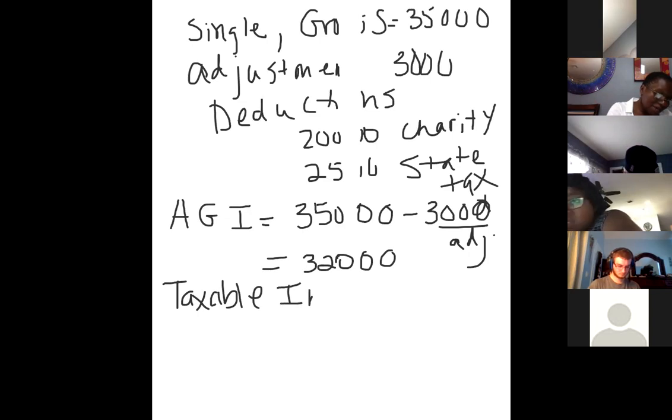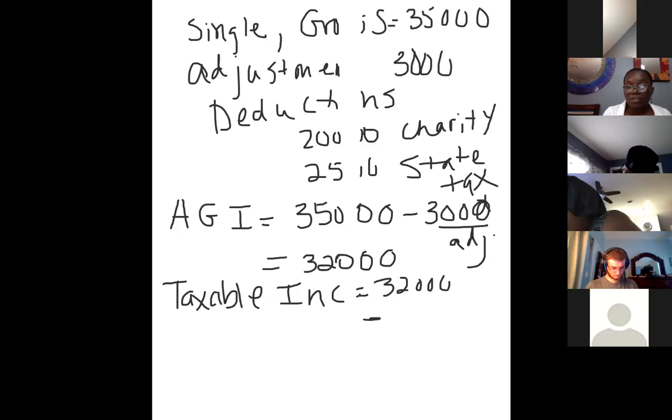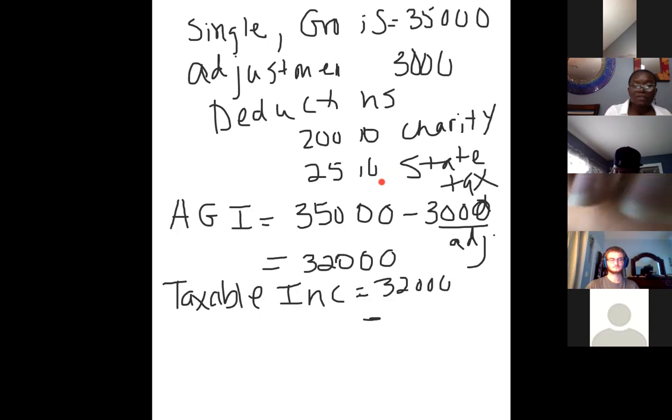Next, we're going to calculate the taxable income. Now, for the taxable income, guys, be careful. When you're doing the taxable income, you take the AGI, that's your AGI, 32,000. You're going to subtract this person's deductions and exemption. Now, if you look carefully, guys, the deductions are $2,000 plus $2,500 in state tax. If you add the $2,000 plus the $2,500, it's going to give you $4,500.